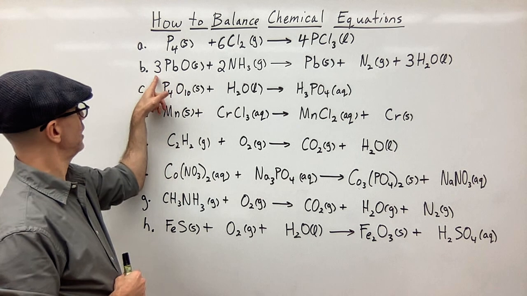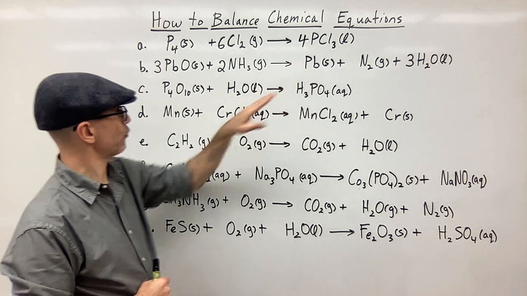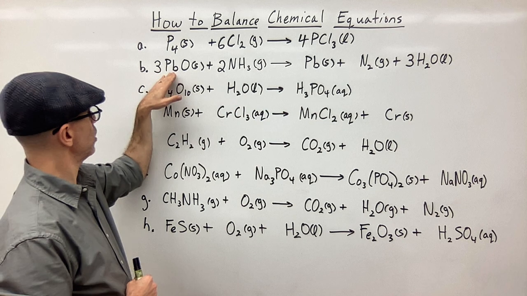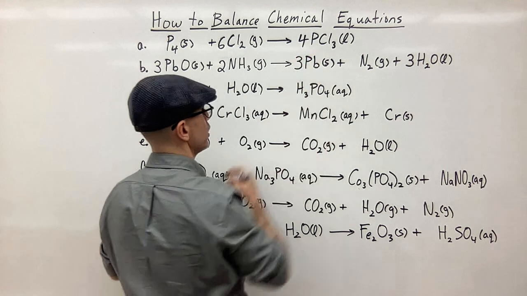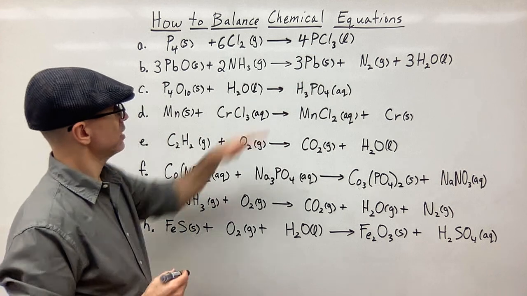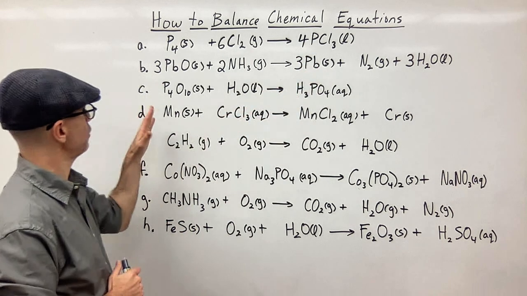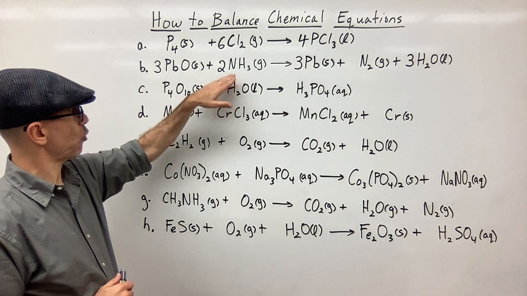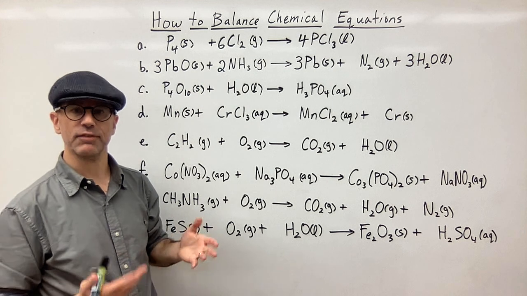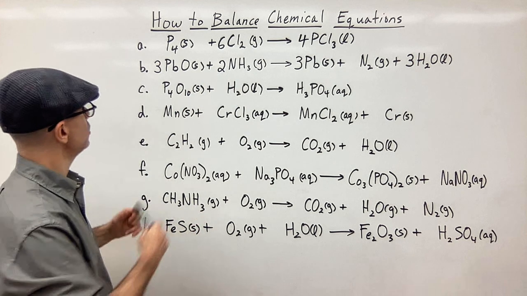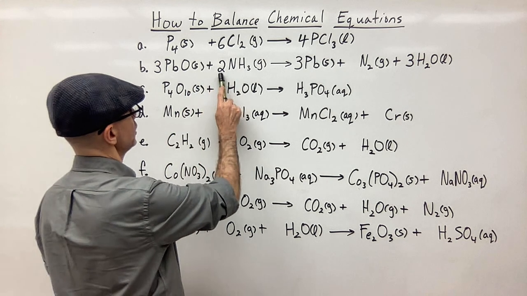So now I had to balance the lead. But luckily, I have lead by itself over here. So 3 times 1 is 3. So all I need to do is put a 3 coefficient there. And now the lead is balanced. So everything is balanced except for nitrogen. So now I got to double check to make sure nitrogen is balanced, and if not, I got to balance it. So here I have 2 nitrogen.